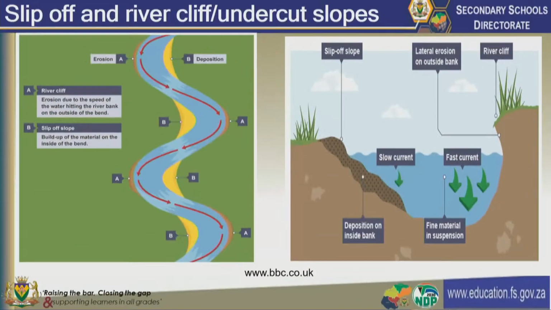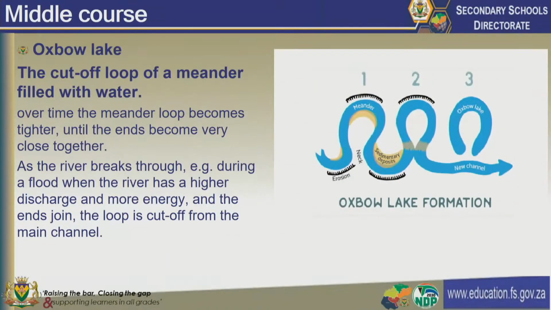Now, also importantly, remember, after this loop, what happens? You are going to have a feature that we call an oxbow lake. As this deposition and erosion was occurring, the result was that the loop, the meander loop, has been cut off, and it was cut off whilst it was still filled with water. We say that is an oxbow lake.